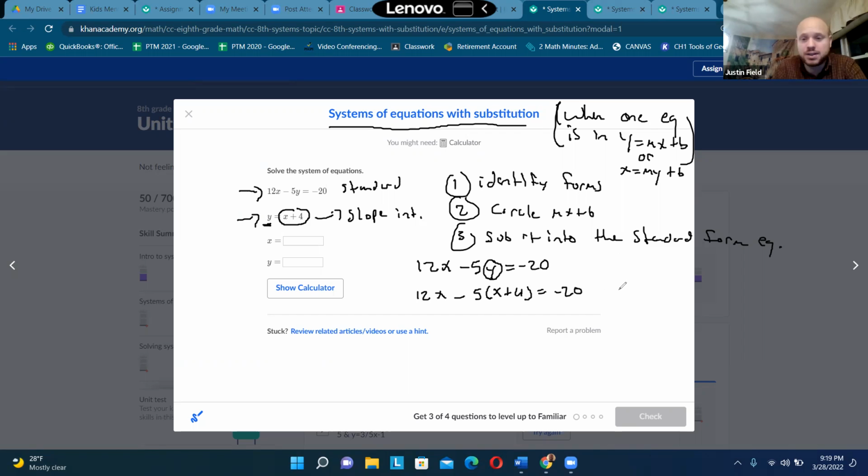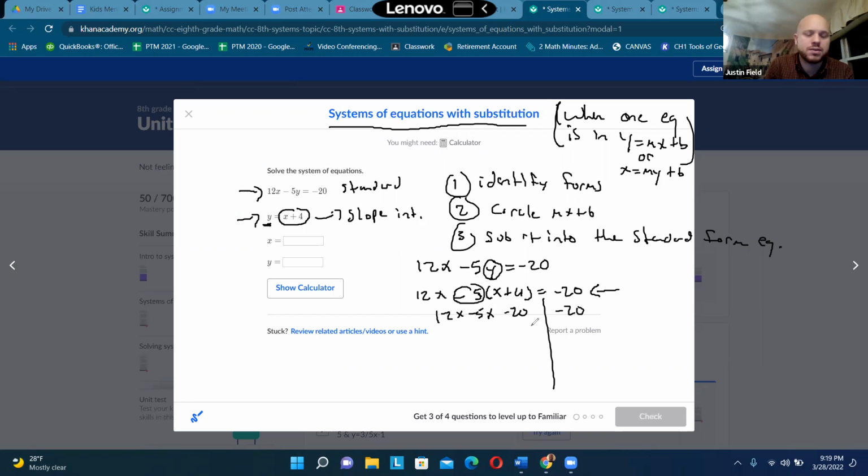Now I only have one letter. So if your friend next to you substitutes and still writes the y right here, tell them, hey, don't do that. Then you won't just have one letter. But now that we have one letter, we can solve. So distribute, get our variables on the left, numbers on the right, and all of that. So we're going to distribute the negative 5 here. So that's negative 5x minus 20 equals negative 20.